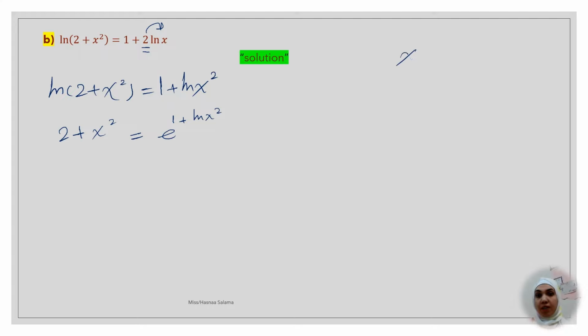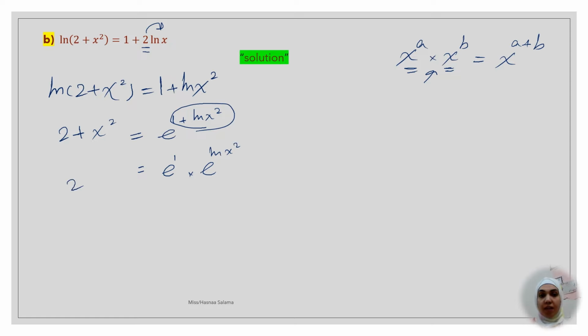If you remember, if I have x^a times x^b with the same base in multiplication, we add the powers together. Here we have an addition in the power, so we can split it as a multiplication: e^1, we don't need to write the 1 but it's okay, times e^(ln x squared). And I have here 2 plus x squared. The ln cancels the e, so it will be e times x squared. Write this down.